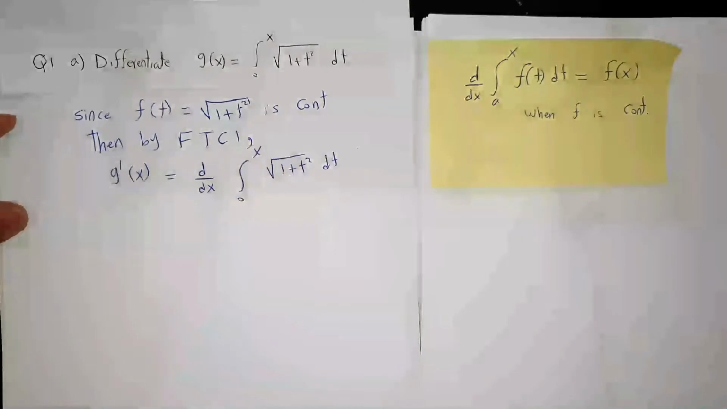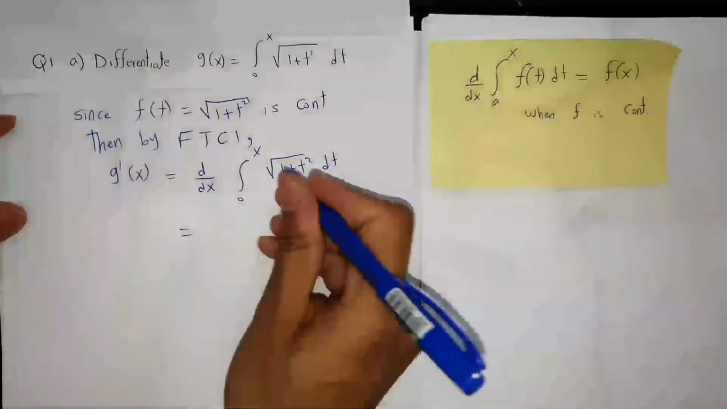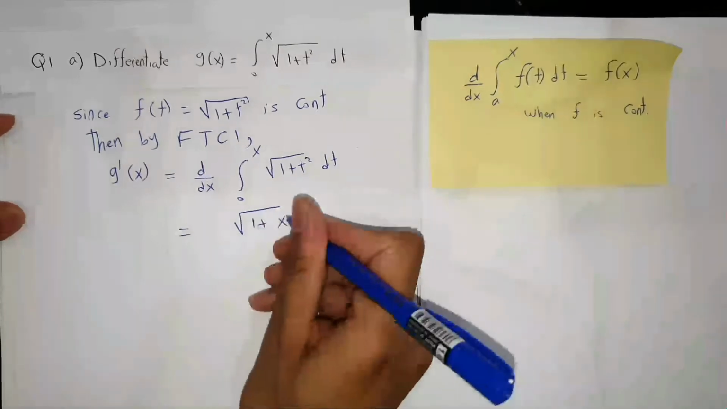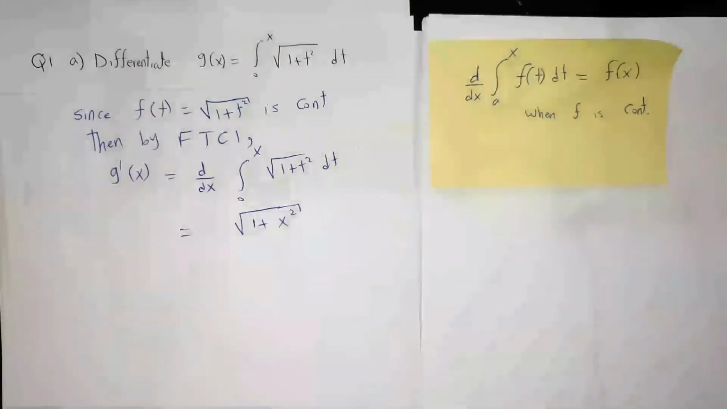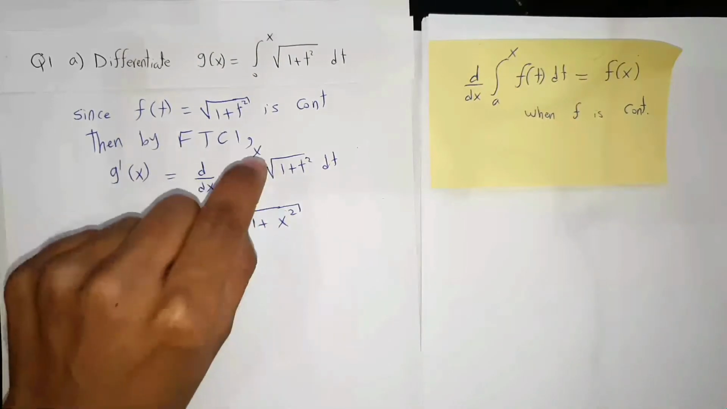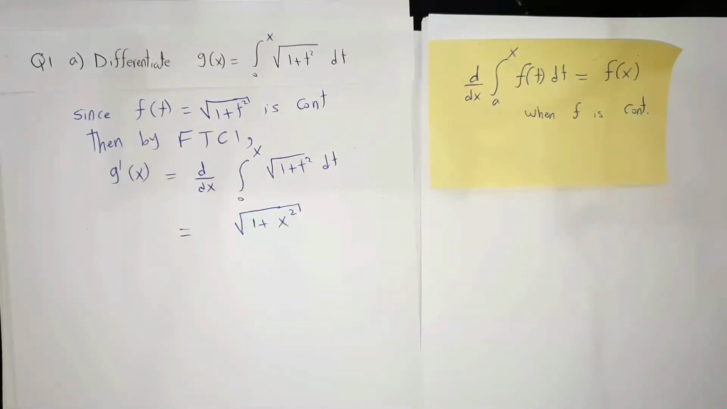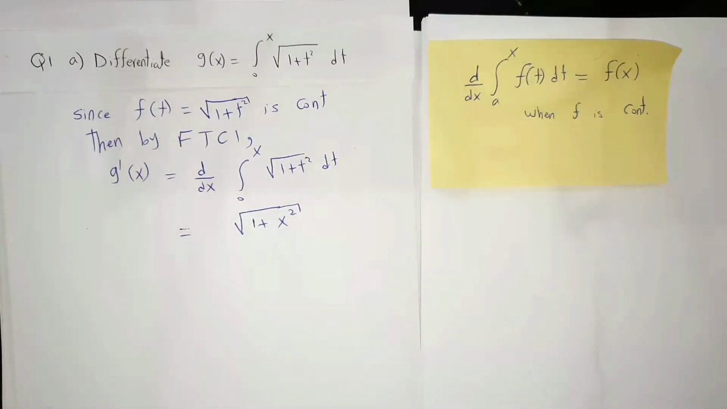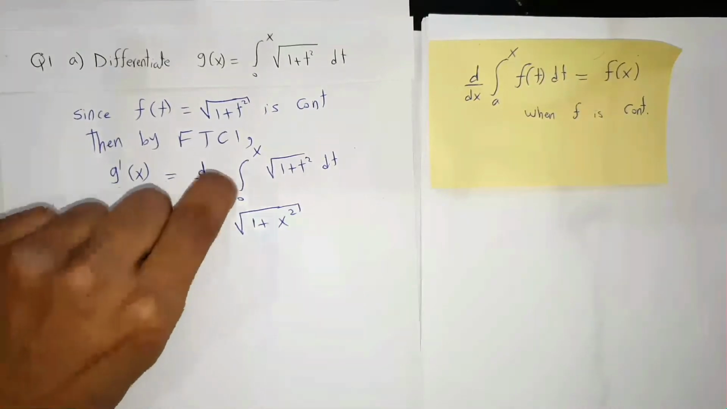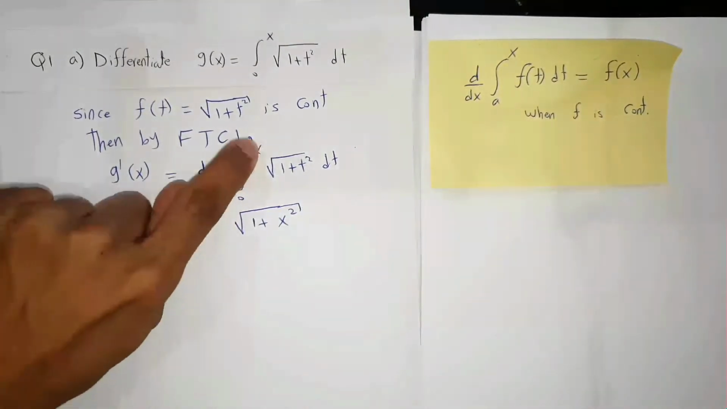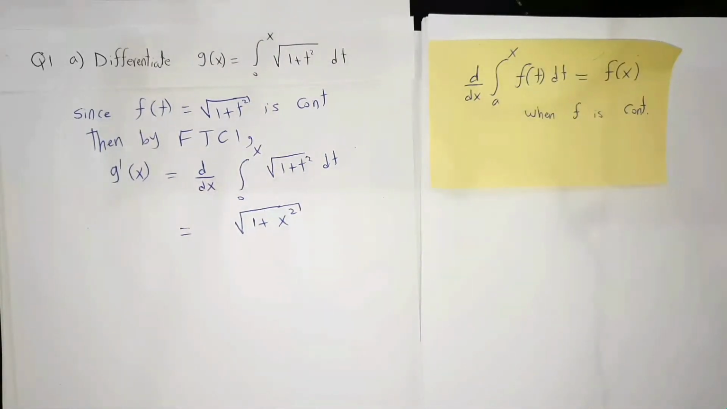Just put x instead of t. The answer will be just root 1 plus x squared. I repeat, the derivative will kill the integral, and you just put this x instead of this t. A common mistake is that students will differentiate the inner function. This is not correct. When you differentiate, you kill one integral, so that's it. You get back the original function f. So just put x instead of this t, and that's it.